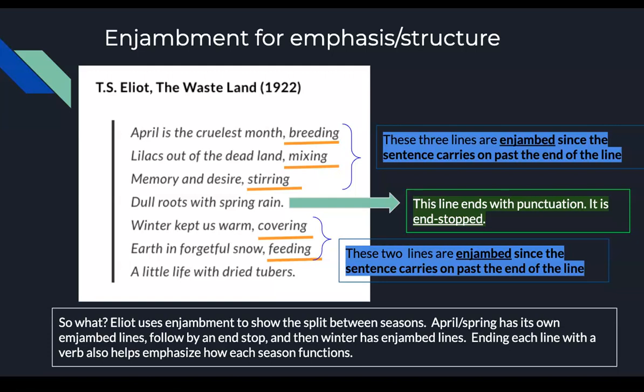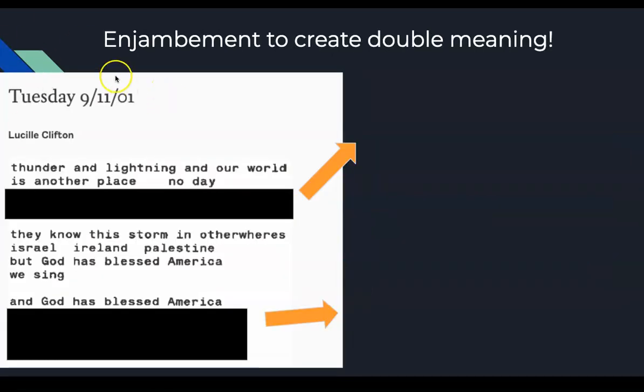Let's look at a second way that poets use enjambment. Poets also use enjambment to create double meaning. This is my favorite use of enjambment. I think this one's really cool.